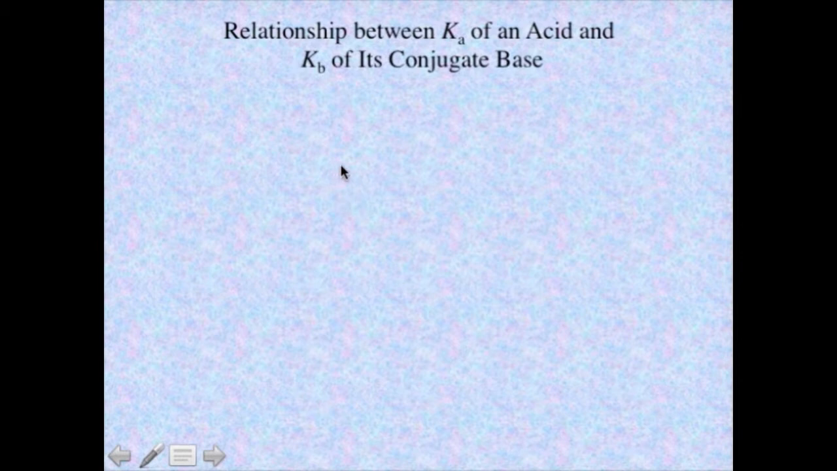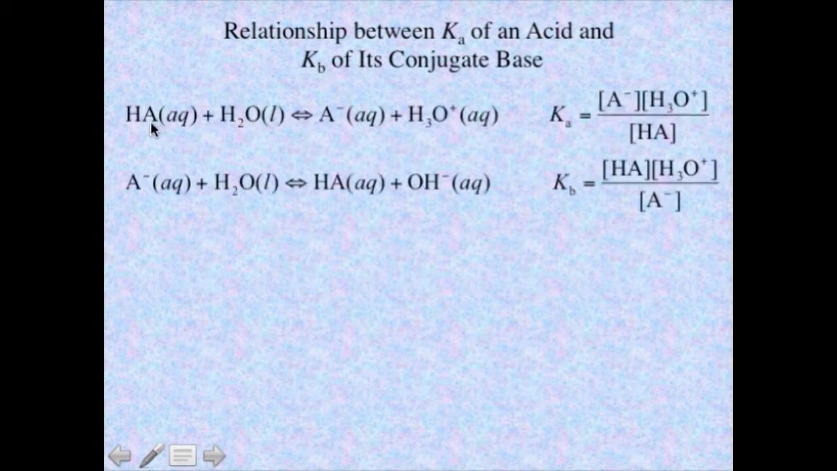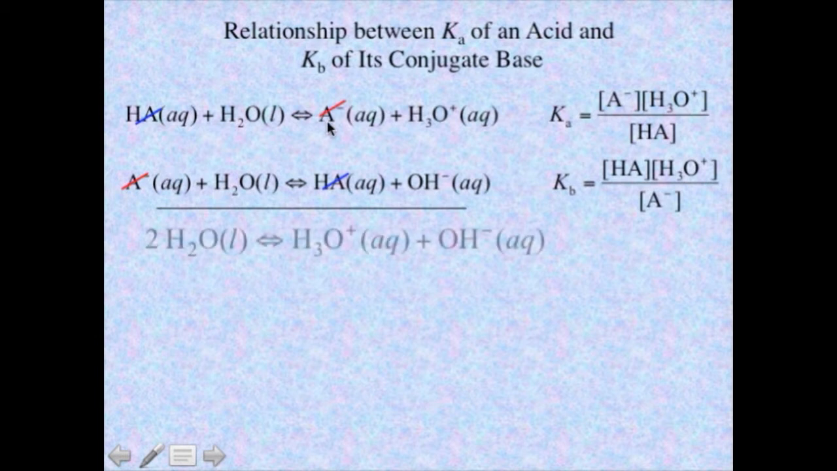We're going to look at the relationship between the Ka of an acid and the Kb of its conjugate base. Here's the familiar ionization of an acid in water, forming its conjugate base and the hydronium ion. And here is its mass action equation. Below it, we have its conjugate base reacting with water, forming the weak acid and the hydroxide ion. And the mass action equation for that is given here. Now, what would happen if we added these two reactions? We see that the acids would cancel each other out as we added them, and the bases would cancel each other out. And lo and behold, what we're left with is the water equilibrium.